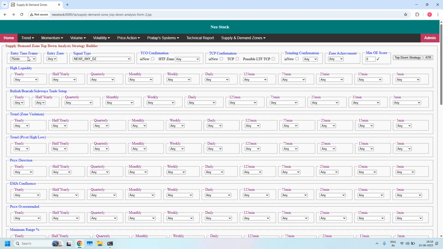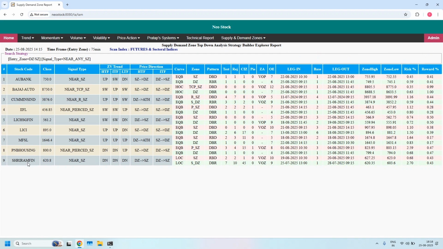Okay, next for 75 minutes time frame, stocks near to the 75 minutes supply zone, we got 9 stocks. Let us identify 75 minutes high liquidity supply zones from this list. The first one is Bajaj Auto having a 75 minutes high liquidity supply zone. Next one is Cummins India, also having a 75 minutes high liquidity supply zone.